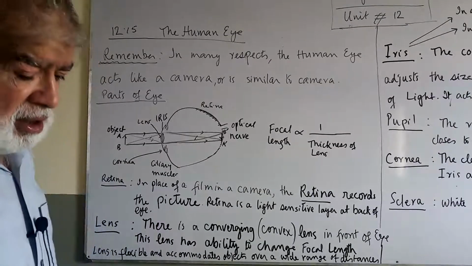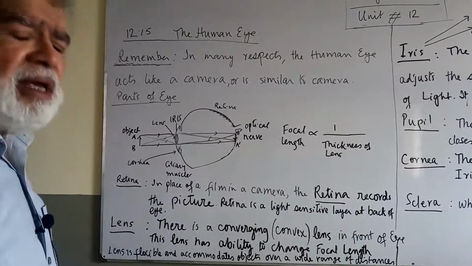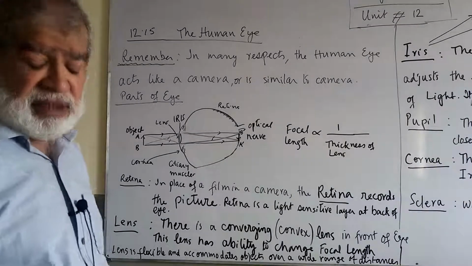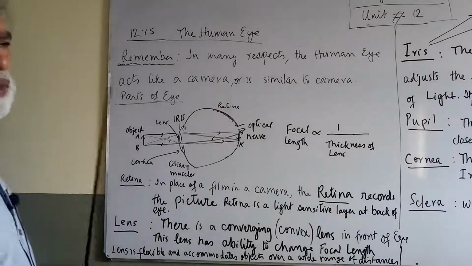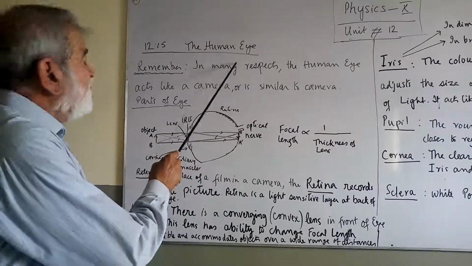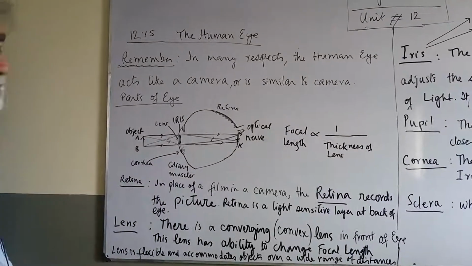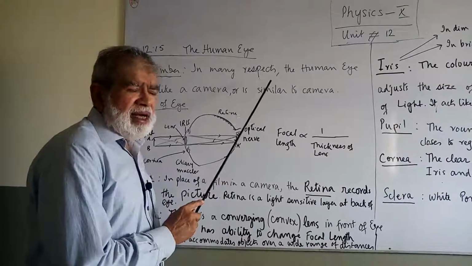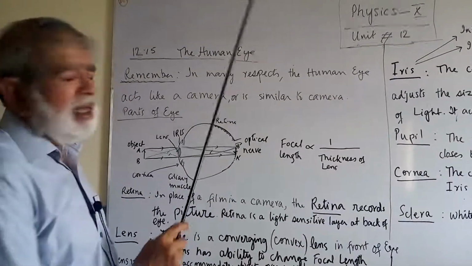Bismillahirrahmanirrahim. Well, students, last time we discussed some of the applications of lenses, and the last topic that we discussed was about the refracting telescope. Now we are going to cover the topic about the human eye. It is the 15th topic of unit number 12. Please pay attention. The human eye resembles the camera in many ways.